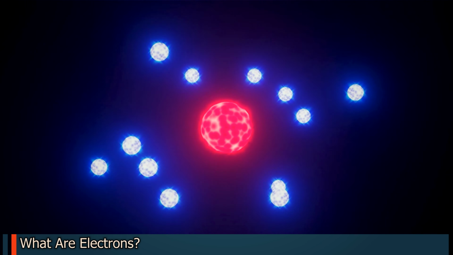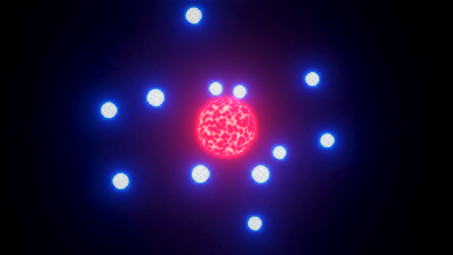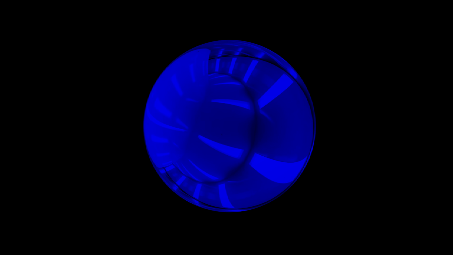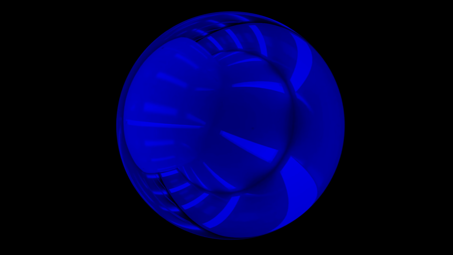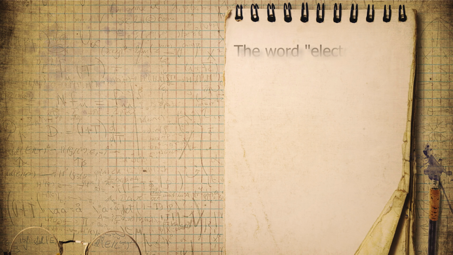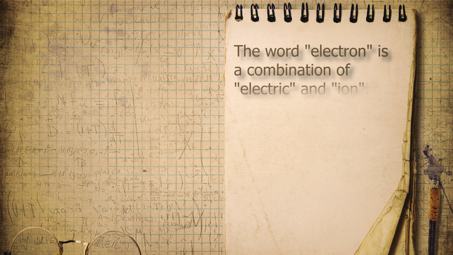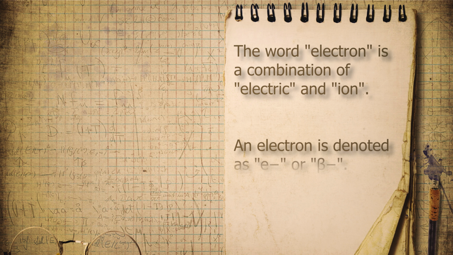But what exactly is an electron, and why is it so important? Let's dive right in, explore what they are, and discover some fundamental traits of electrons. Electrons are fundamental subatomic particles. The word electron is a combination of electric and ion. An electron is denoted as e- or beta-.